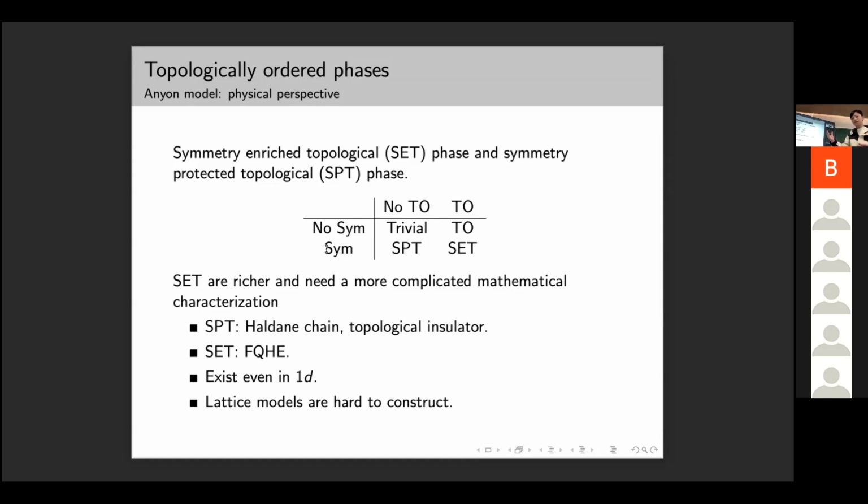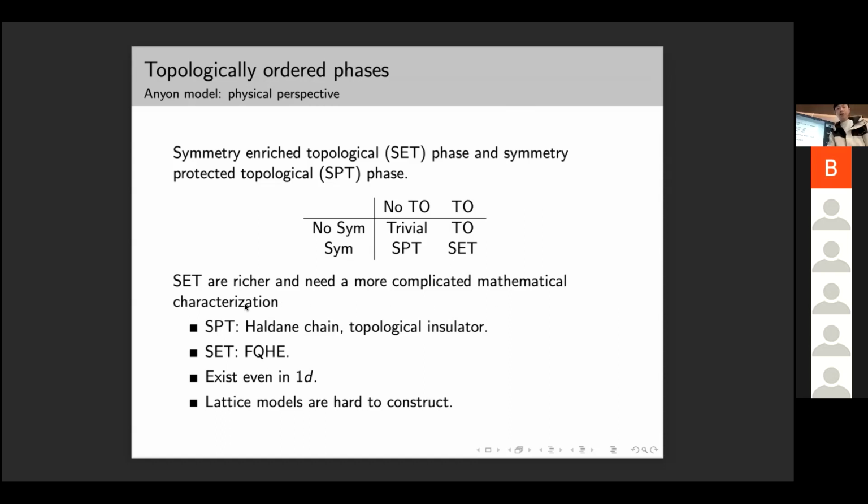These excitations can also be regarded as some topologically protected excitation. So for this case, we'll have the SPT phase. And if there is also some topological order and there is some symmetry, and this symmetry introduces some extra excitation, we will call this kind of phase the SET phase.